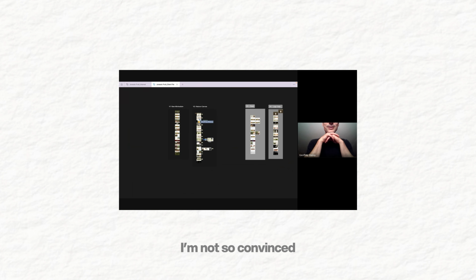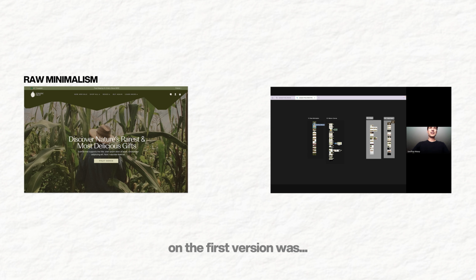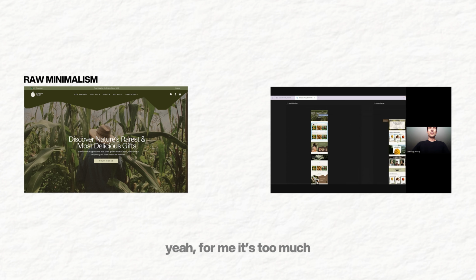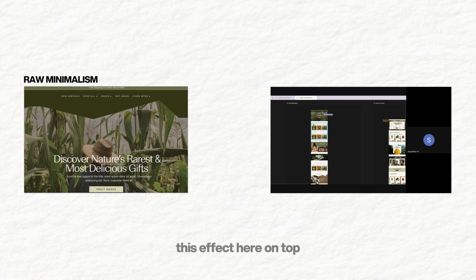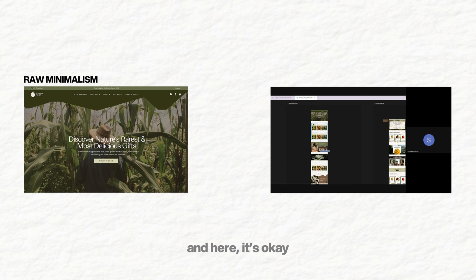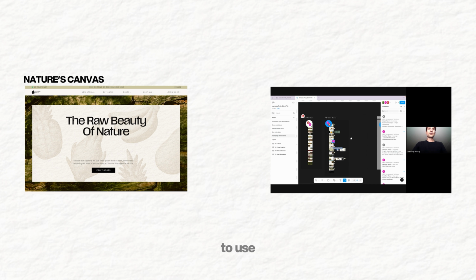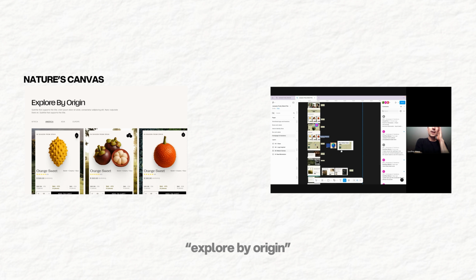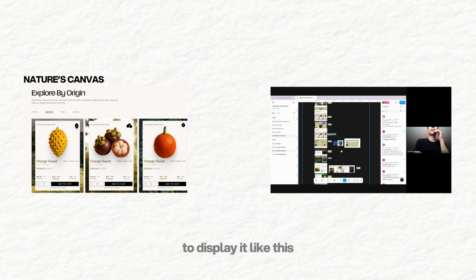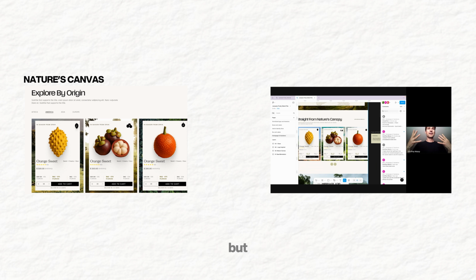Yeah, I'm not so convinced. The fancy thing that I didn't like on the first version was, for me, it's too much. The effect of key on the top and here it's okay. But here, yeah, a bit too much. I think it works good on the second design to have the explore by origin. I think it would be interesting to display it like this. It could look nice, the background, but I think it's too fancy. It takes time to load, so we'll slow the website because of this, and it has some complexity.